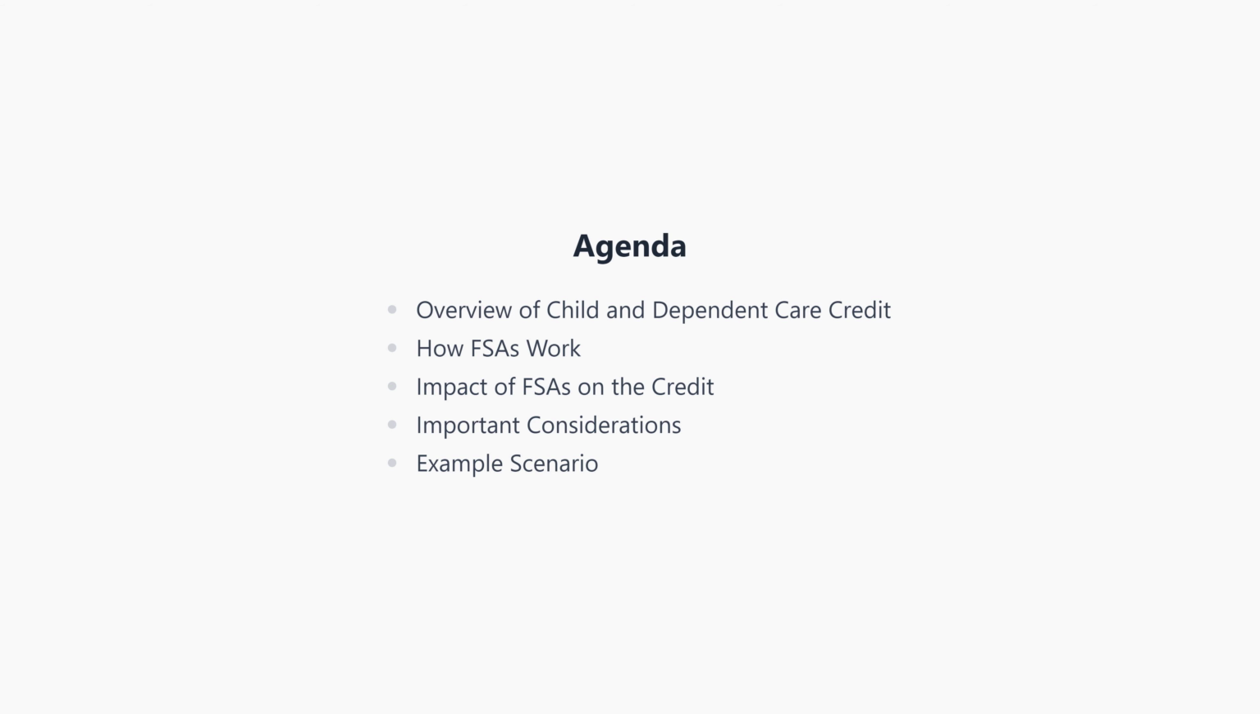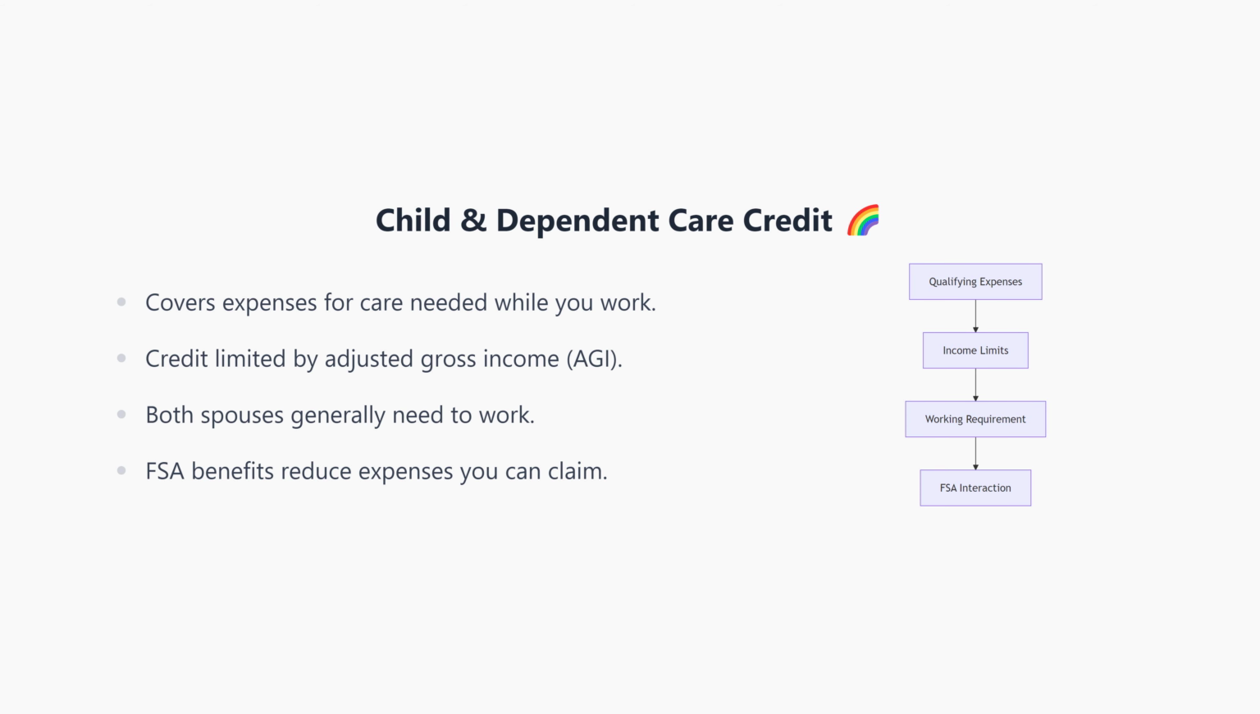to illustrate these concepts. The Child and Dependent Care Credit helps offset costs of care needed while you work or search for work. However, the credit amount depends on your adjusted gross income. Generally, both spouses must work or look for work, unless one is unable to work. If you utilize a Dependent Care flexible spending account, it will reduce the child care expenses you can claim for this credit, as these amounts are already tax-advantaged.